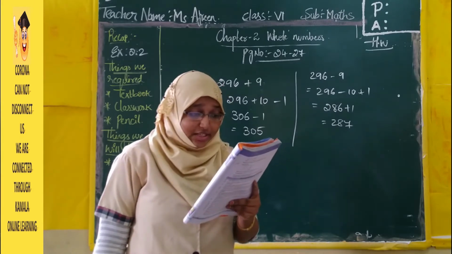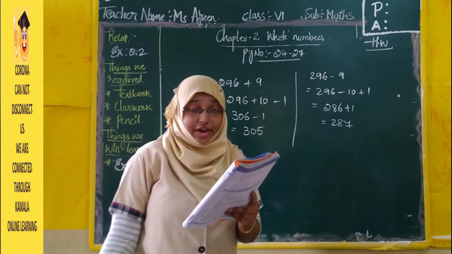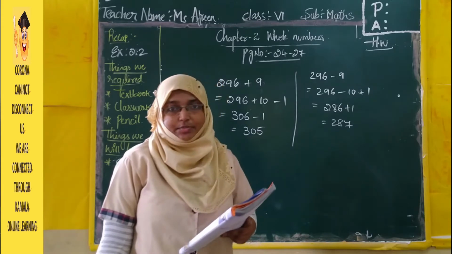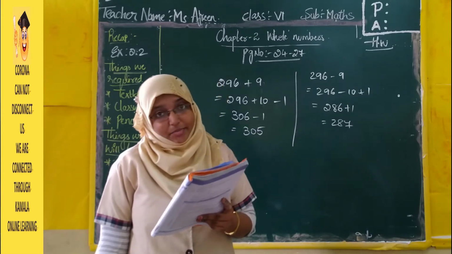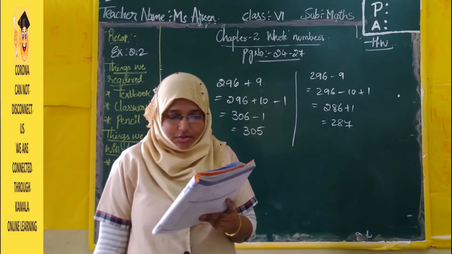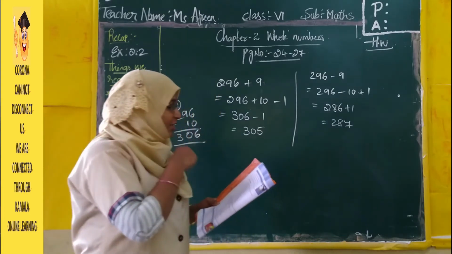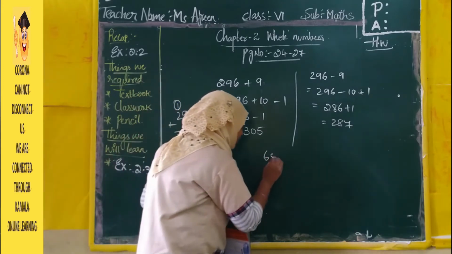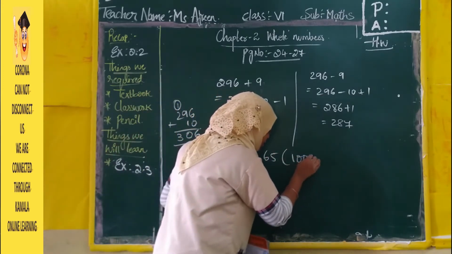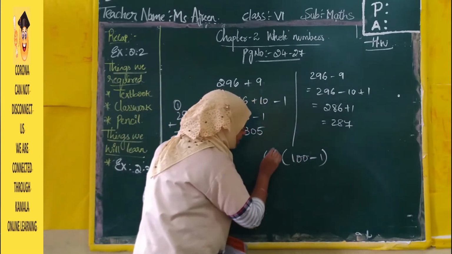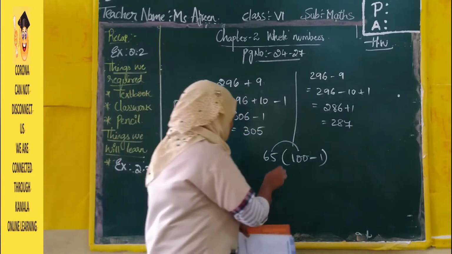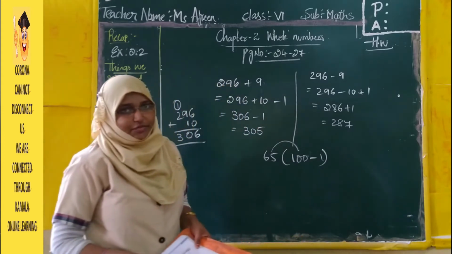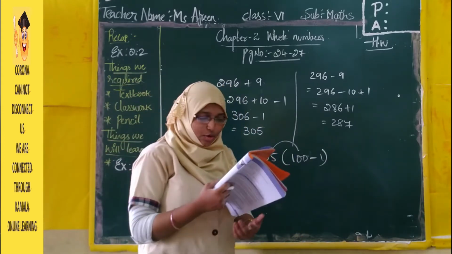Let us see one more pattern here, 65 into 99, to multiply such a big number. They have written 65 into 100 minus 1, as 100 minus 1 is 99 only, right? So firstly we multiply 65 with 100, that is 6500, minus 65 into 1, that is 65. So they have subtracted.